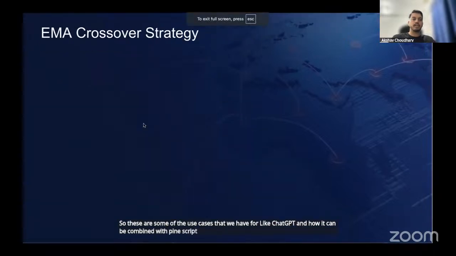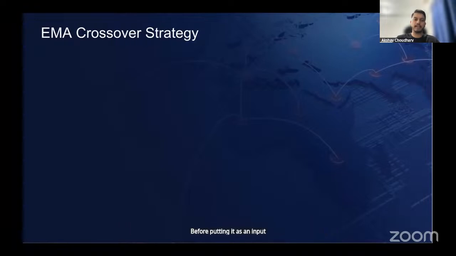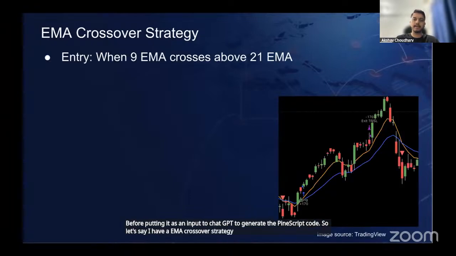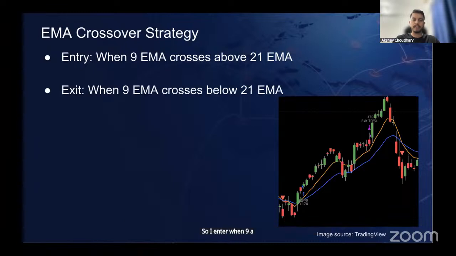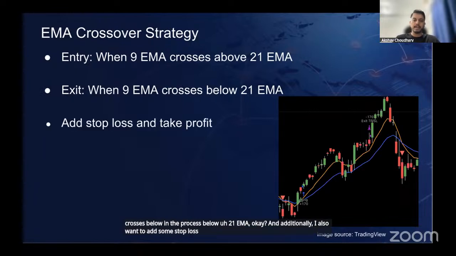Now coming to the interesting part. Let's say I have a strategy. As I said previously also, we need to have a strategy defined before putting it as an input to ChatGPT to generate the Pinescript code. So let's say I have an EMA crossover strategy today, which is basically a 9 21 EMA crossover. I enter when the 9 EMA crosses above the 21 EMA, and I exit when the 9 EMA crosses below the 21 EMA. And additionally, I also want to add some stop loss and take profit into this. Okay, so let's see how we can do this.